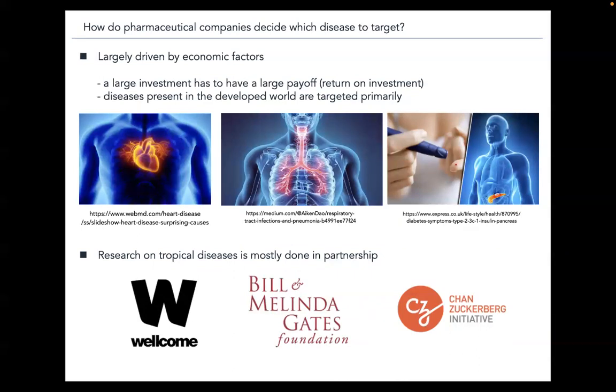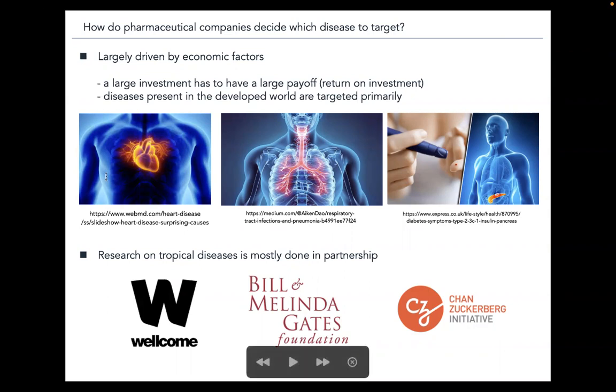And so to get our conversation started, one of the questions that I always had, in thinking about lead identification, was what do they go after? How do you decide what to go after? How do pharmaceutical companies decide which disease to target? Usually that's driven by economic factors. If they're going to make a very large investment, it has to pay off for them. They have to have that return on investment and then be able to continue to make money from that. So diseases present in the developed world are typically targeted primarily.